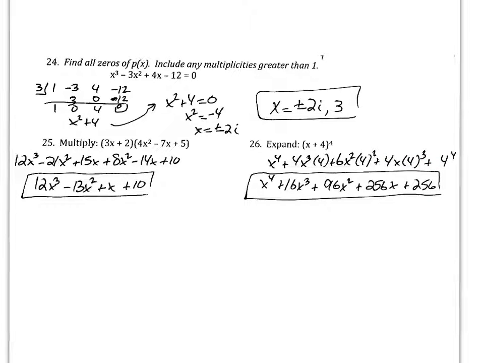Now, don't leave it. Some of you are still leaving your answer like this. Multiply stuff out. Bring the first term down. That's a 4, that's a 4. 4 times 4 is 16. On this one, that's 4 squared. That's 16 times 6. That's 96x squared. That's 4 cubed, which is 64, times 4. That's 256. That's 4 to the 4th, which is 256.